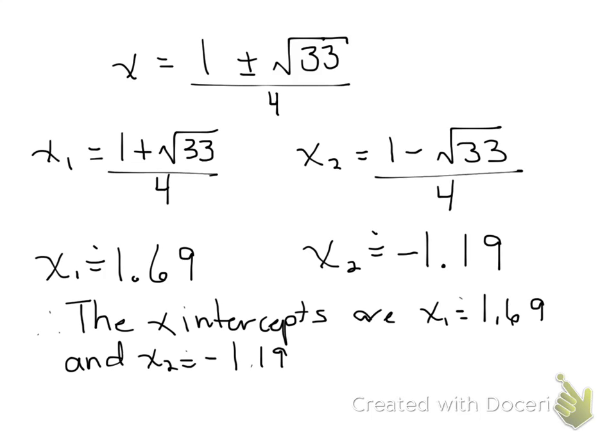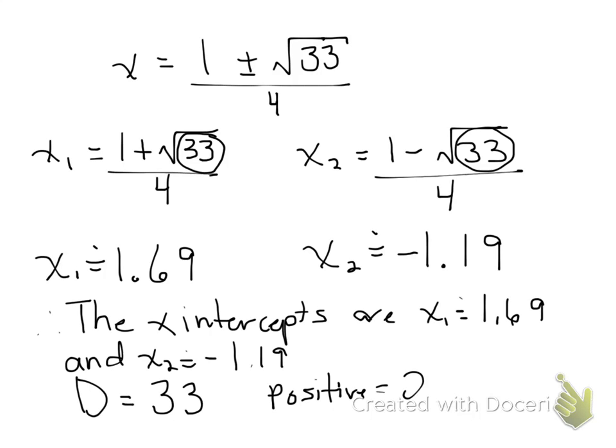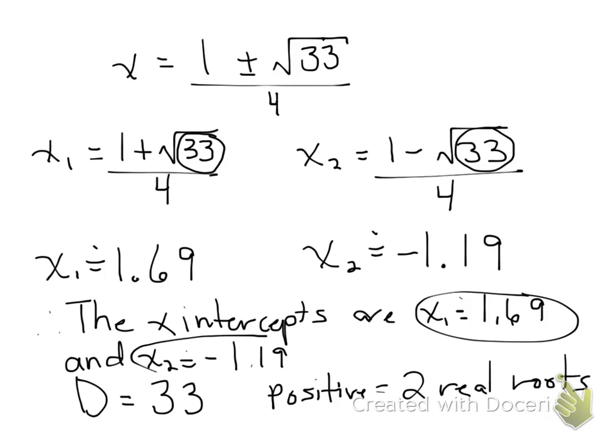If you were to look at the discriminant here, the discriminant is equal to 33. It's the part of my quadratic formula that's inside the square root. So you notice how it's positive, which means there are 2 real roots. And here we found the answers of x1 equals 1.69 and x2 equals negative 1.19. So it's important for you to verify this by putting it in the graphing calculator and to check with your discriminant.